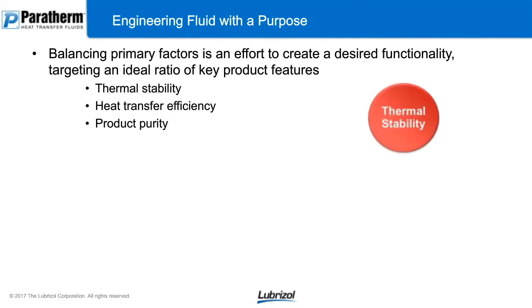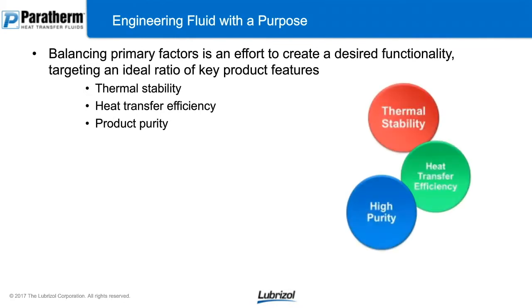So moving on, we're going to discuss three primary factors that you're targeting for an ideal ratio of product features. These are thermal stability, heat transfer efficiency, and product purity. As we move through, you'll see how not only are these key elements of the performance of your fluid, but also, when taking fluid flow dynamics into account, each one of them has a very unique and important aspect that we need to take into account here.